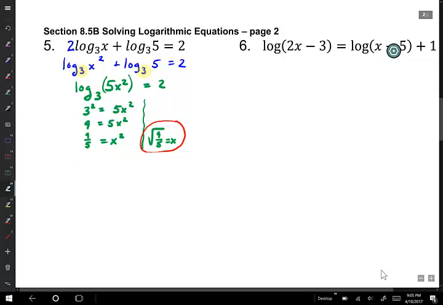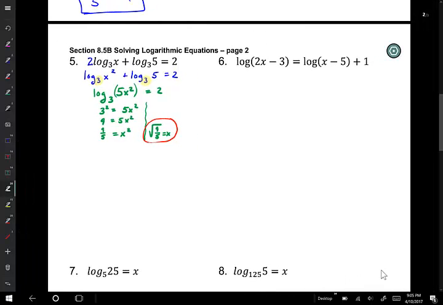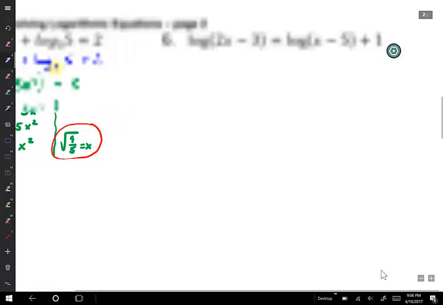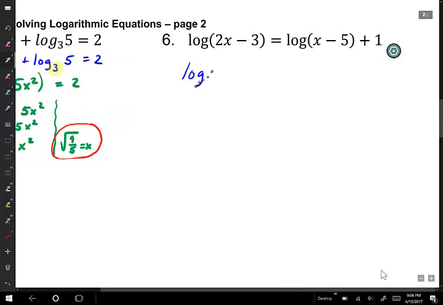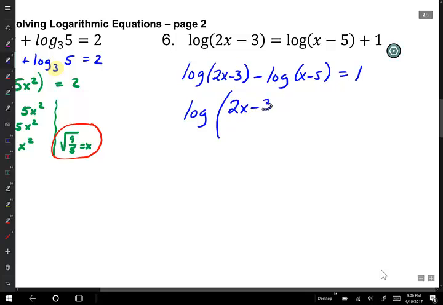All right, our next problem. We've got log of 2x minus 3 equals the log of x minus 5 plus 1. We're going to get both logarithms on the same side of the problem here. So log of 2x minus 3 minus the log of x minus 5 equals 1. And the reason we're putting them both on the same side is now we can combine them into one logarithm. So 2x minus 3 over x minus 5 equals 1.